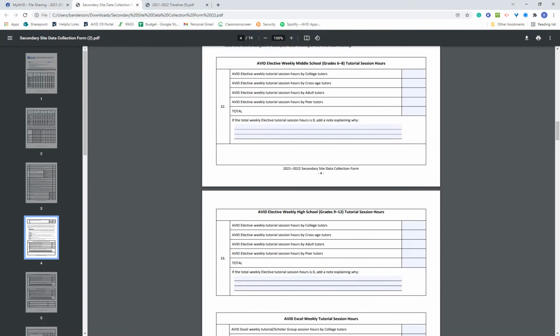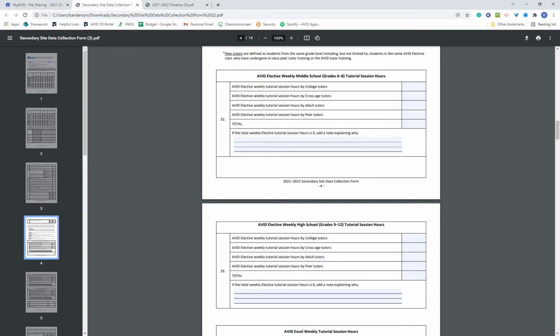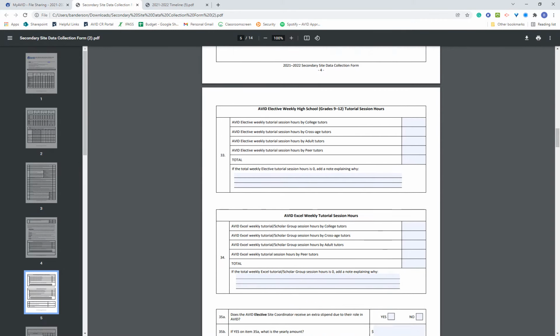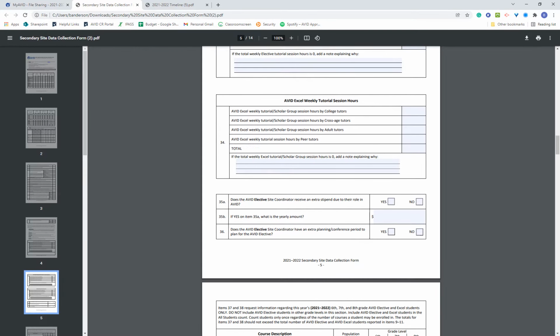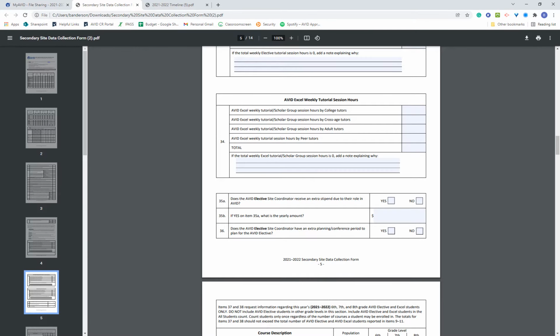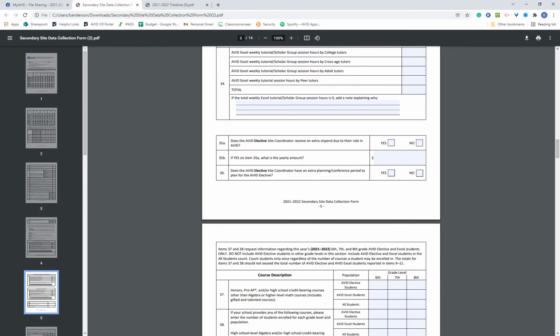The next section really focuses on tutorials, and here we have all of our various tutor options, and so we're looking for the number of hours, various types of tutor configurations, and if you're not doing tutorials for some reason, we just want to know why. What's preventing you from doing tutorials this year, so we can understand that. So this is high school. This is AVID Excel. Scholar groups are framed here under AVID Excel weekly tutorials.